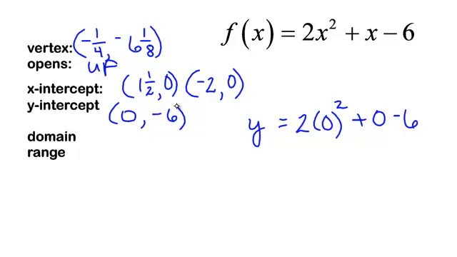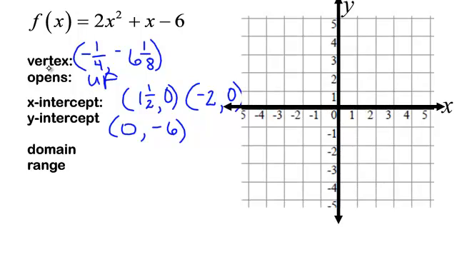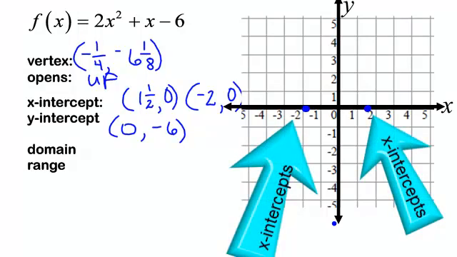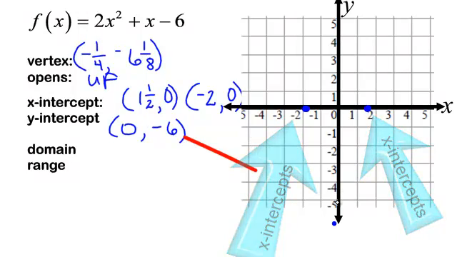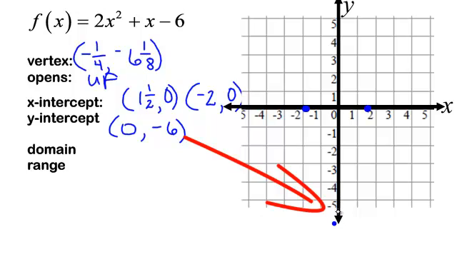Now let's graph this and find the domain and range. My vertex is at negative 1/4, just a little bit to the left, and negative 6 1/8. So negative 6 is down there. I'm going to go a little bit farther. My x-intercepts are at 1.5, 0 and negative 2, 0. I know it crosses the y-intercept at negative 6, so that would be right above my point. It crosses right after my vertex.